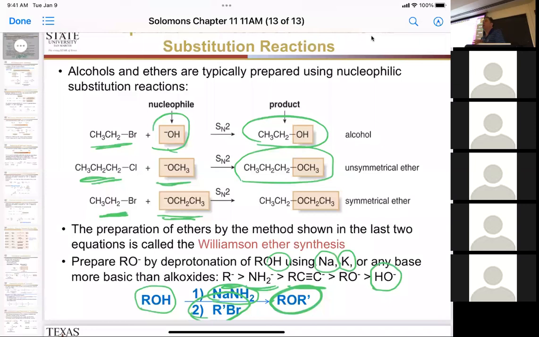So this chapter is all about alcohols and ethers, the reactivity of and what we can do from them. We figured out how to make them in the alkenes chapter, right? We can make different kinds of alcohols. And now we're figuring out what other things we can do with them.